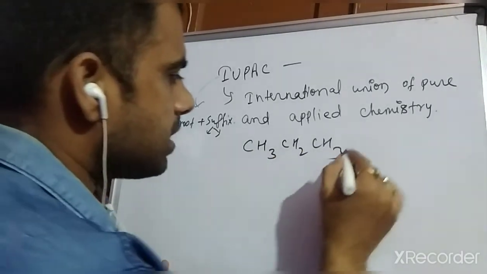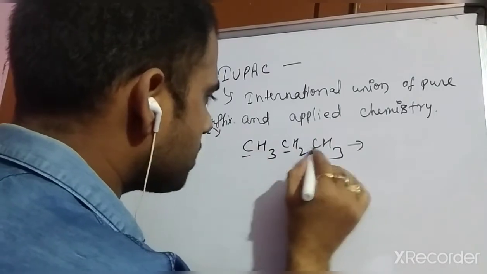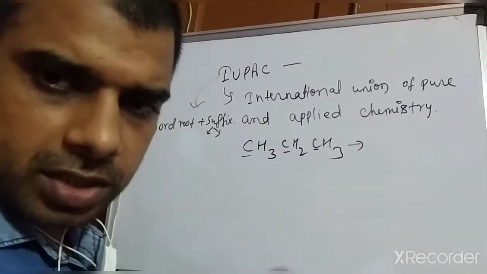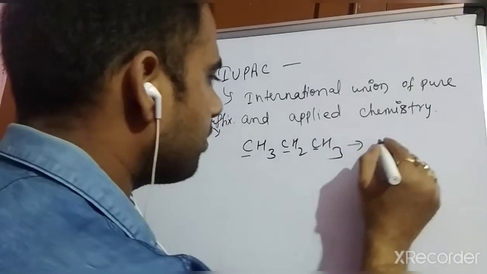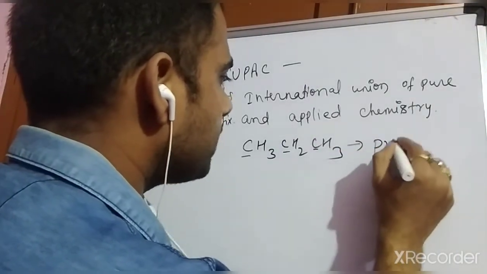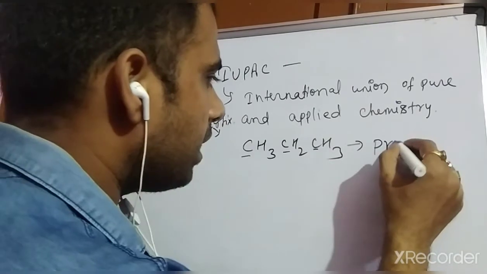CH3, CH2, CH3. So how many carbons? First of all, the first nomenclature rule: count the total number of carbons in your long chain. How many carbons are there? 3 carbons. So for 3 carbons, C3, what will be the word root?